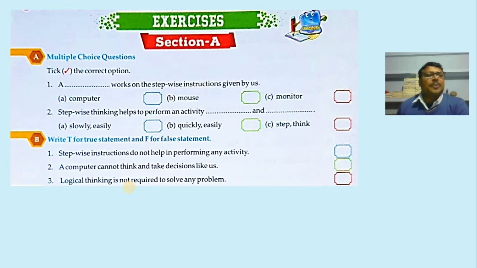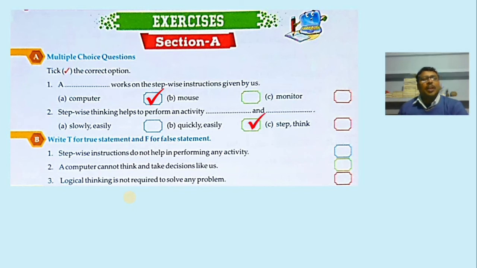First, the multiple choice question is here. Question A, multiple choice question 1, A1. A dash works on stepwise instructions given by us. That is computer. A computer also performs the task stepwise. Stepwise thinking helps to perform an activity quickly and easily.